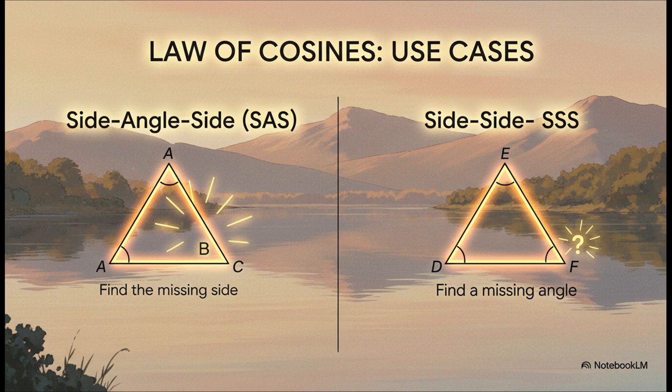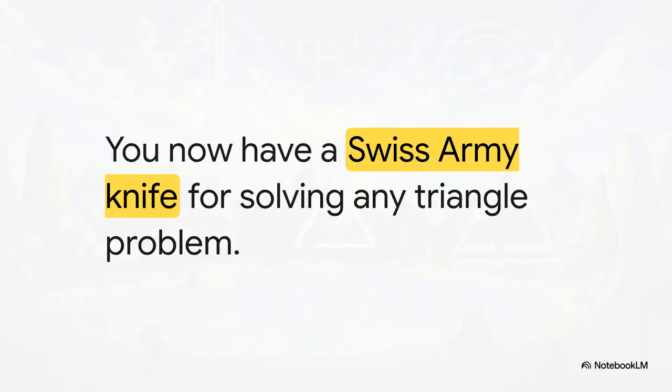So when do you actually pull this out of your toolbox? Well, there are 2 main times. First is what we just did. You know 2 sides and the angle squished between them. That's side angle side. The other time is when you know all 3 sides, side, side, side, and you need to figure out what an angle is. What you have now is basically a Swiss Army knife for triangles. It's the super versatile, really powerful tool that can handle almost any triangle problem you can imagine.